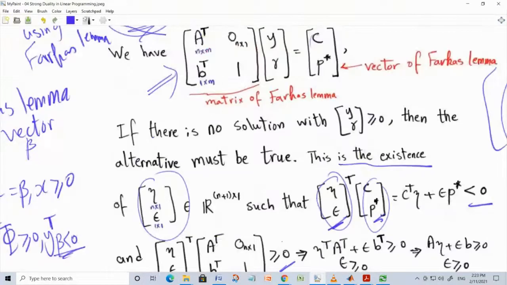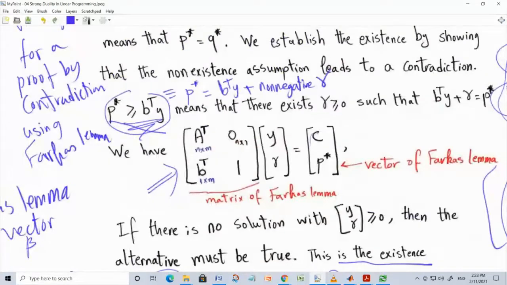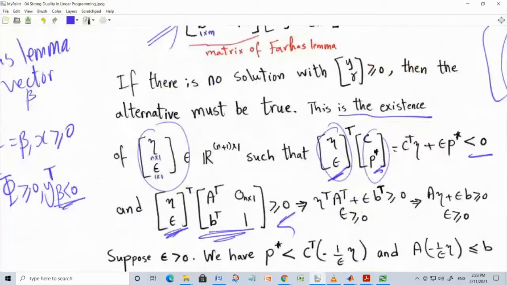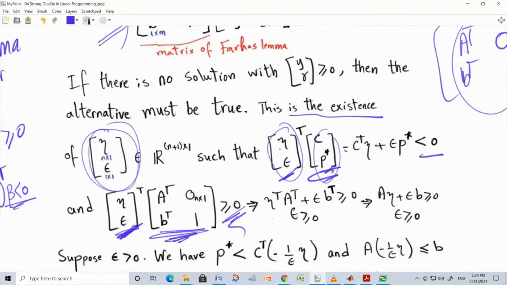This must be true. Why must this be true? Because we are claiming that this is false. If this is false, you must be able to obtain a vector such that the inner product of the vector with this vector is strictly negative, and the inner product of this vector with any column in the matrix is non-negative. Okay.